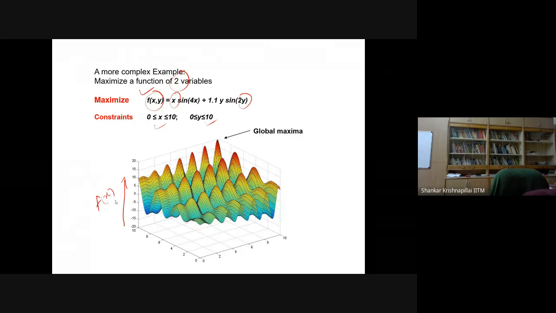You can see that this is the typical objective function plot of a complex engineering problem. There will be a lot of local maxima like this, and one global maximum. Here the optimization algorithm has to correctly pick this global maximum, and it must not get stuck in any of these local maxima. So this is a particularly challenging type of optimization problem.